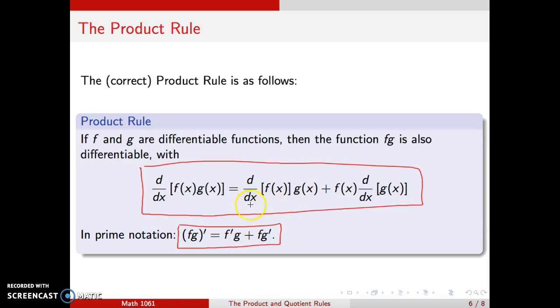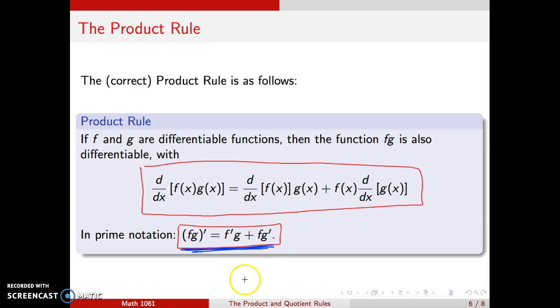The way I think of it is I take the derivative of the first times the second, plus the first times the derivative of the second. And thinking about it with the prime notation is maybe a little bit easier: f prime times g plus f times g prime. The textbook that we use for this course has this shuffled up a little bit with how it's written, but I find it easier to keep track of it this way, so that's how I'm presenting it here.